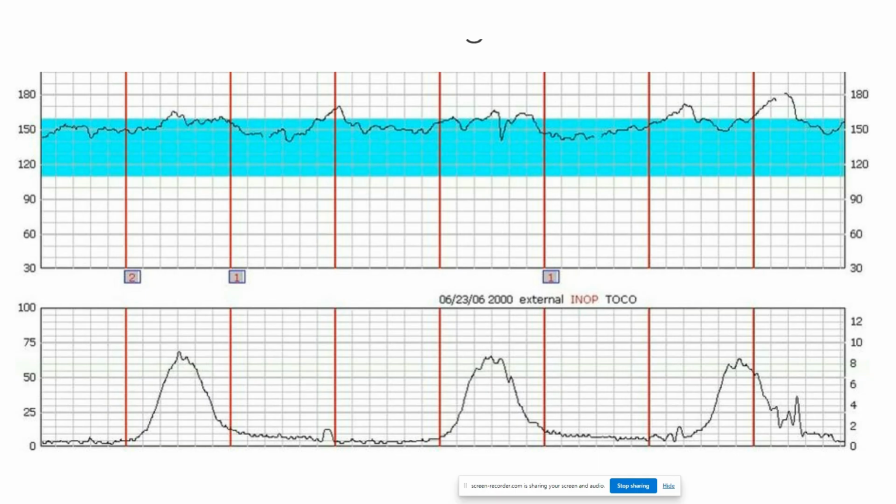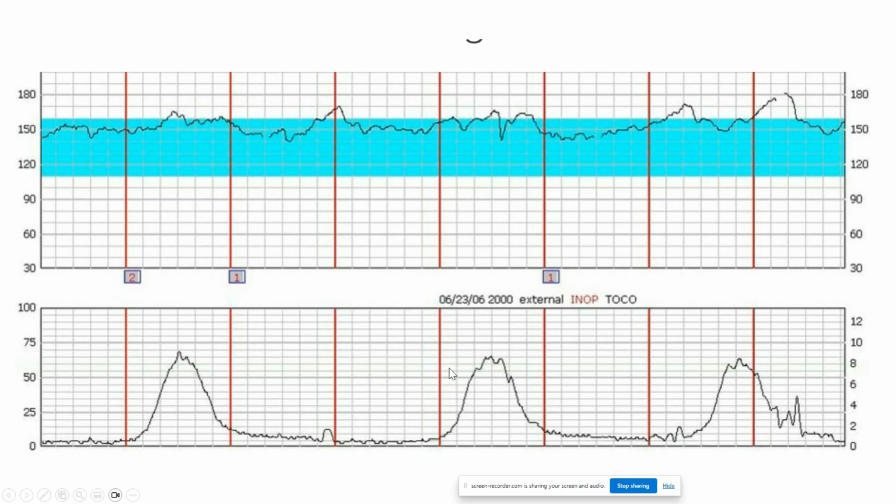We're going to put two Toco monitors on her. One monitor is going to look for the fetal heart rate, and the other monitor is going to look for contractions. Now, in an NST, we do not expect to see any contractions in our mom, okay? Because if our mom has preeclampsia and the doctor just wants to take a look at how the baby is doing twice a week, we're not expecting her to come in with contractions.